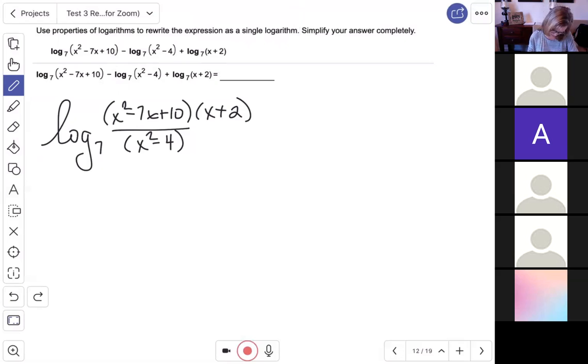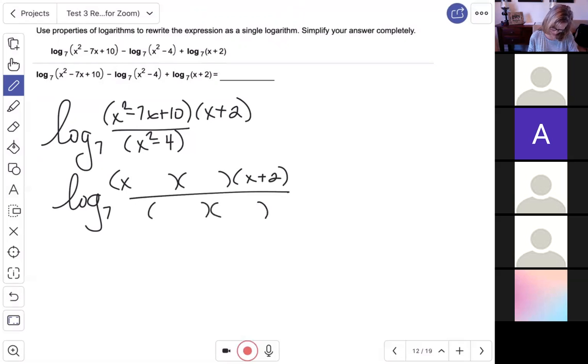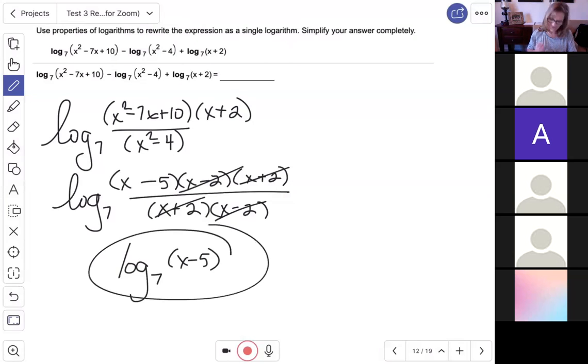Okay, they should work that way. So let's factor it. The bottom is a difference of 2 squares. Right. So the good part about this review assignment is since the problems are similar in format, if you get to one like this, it might be different numbers, but it should be very similar to this. So that's why it's nice to take good notes. You can cross out common things, which is great. So your final answer would be log base 7 of x minus 5. And that's my answer.